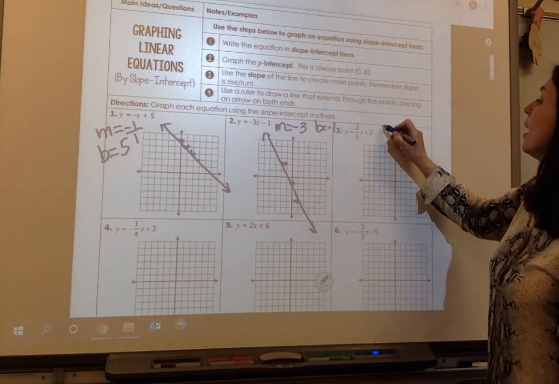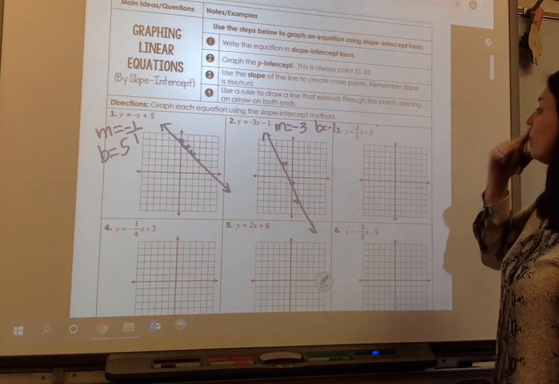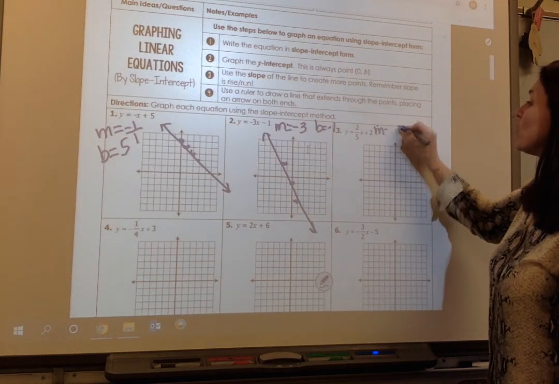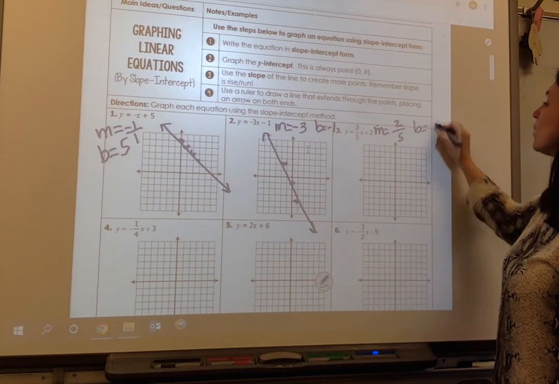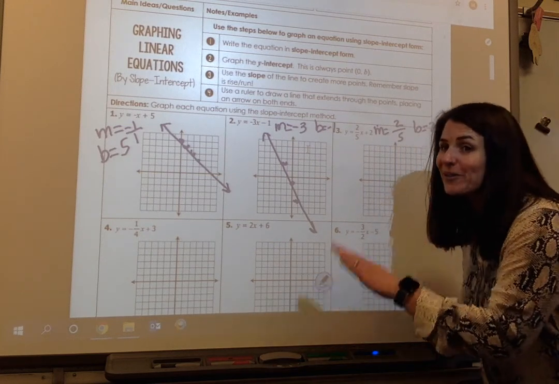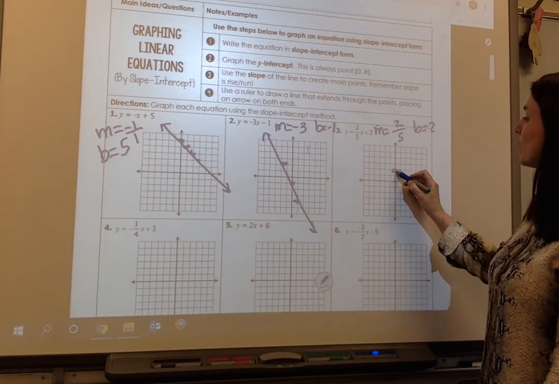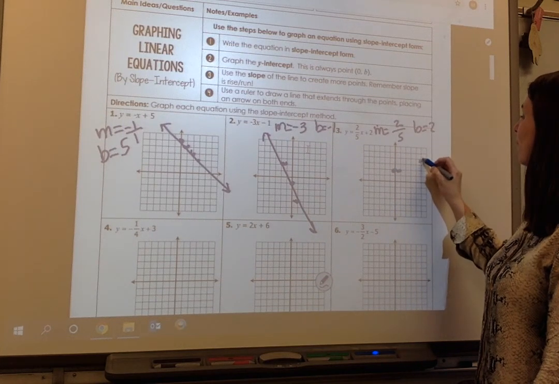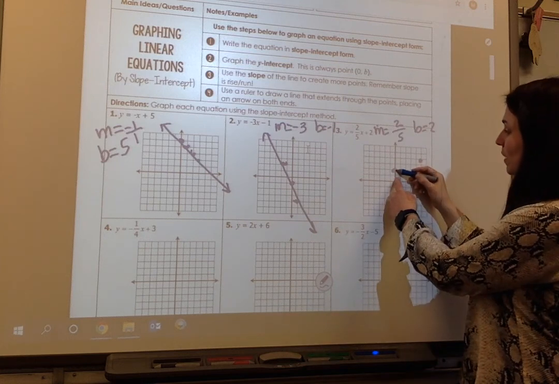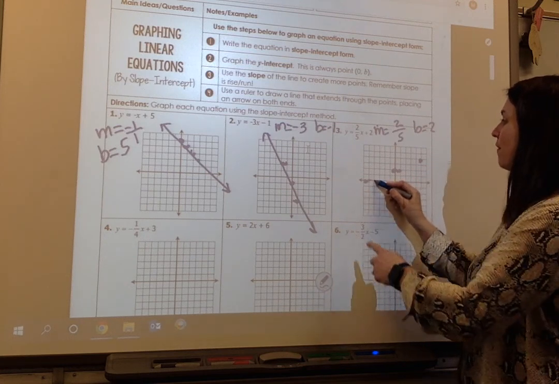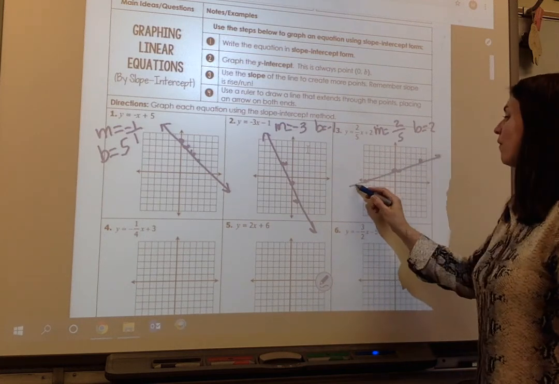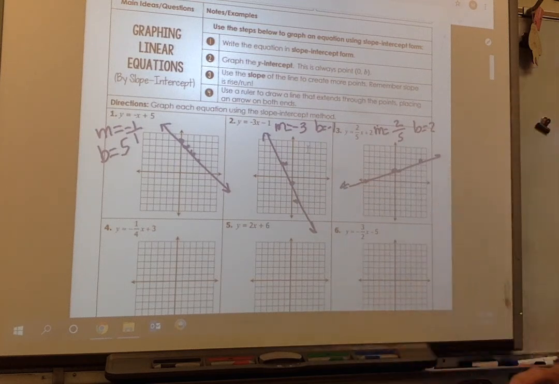All right, number 3. It's already in slope-intercept form. My slope is 2/5. My beginning point is 2. My beginning point is really my y-intercept. So my y-intercept is 2. My slope is up 2 over 5. And if I want another point, I can reverse it here, down 2 over 5. And then I graph all the way through. All right, let's do a couple more.